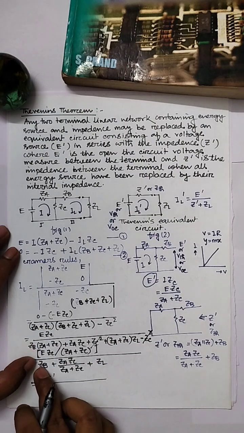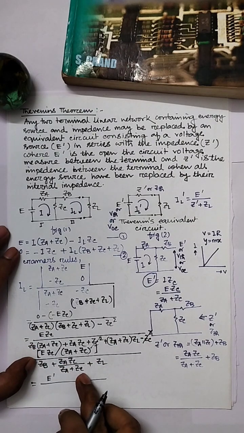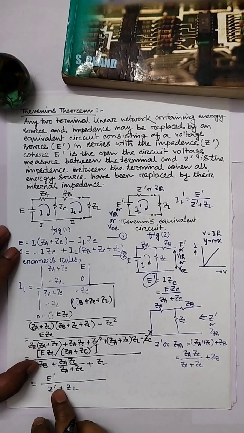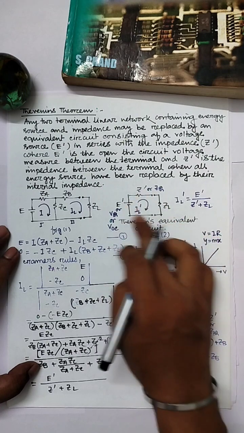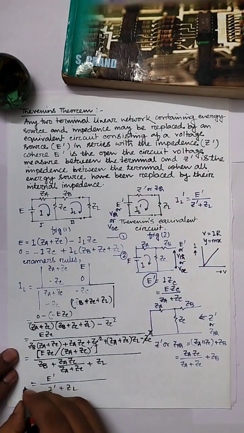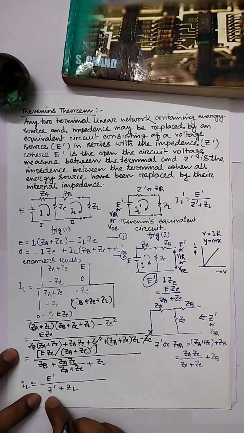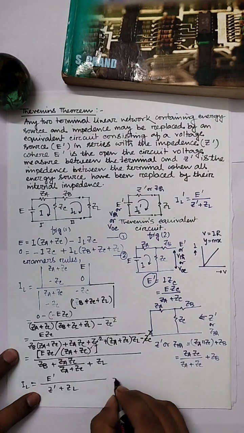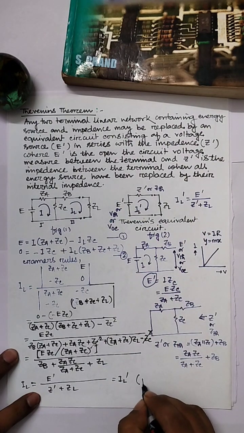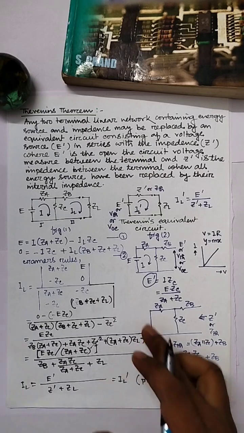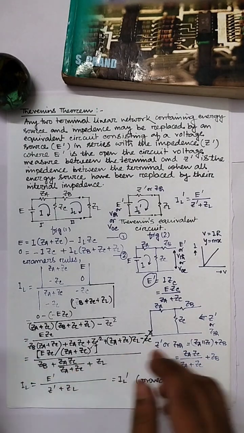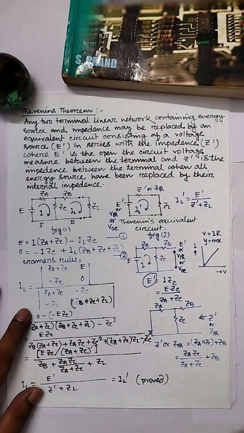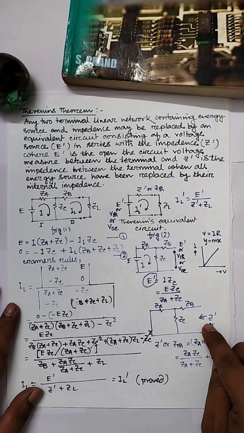In the denominator, ZB plus ZA ZC by ZA plus ZC is Z dashed, plus ZL, and this is equivalent to the current flowing through this equivalent circuit, that means IL dashed. So this is IL equals E dashed by Z dash plus ZL, and IL dash is also E dashed upon Z dash plus ZL. So IL equals IL dashed. So Thevenin's theorem is proved, and from this calculation we can also observe how we find the Thevenin equivalent circuit and how we calculate the Thevenin equivalent resistance.